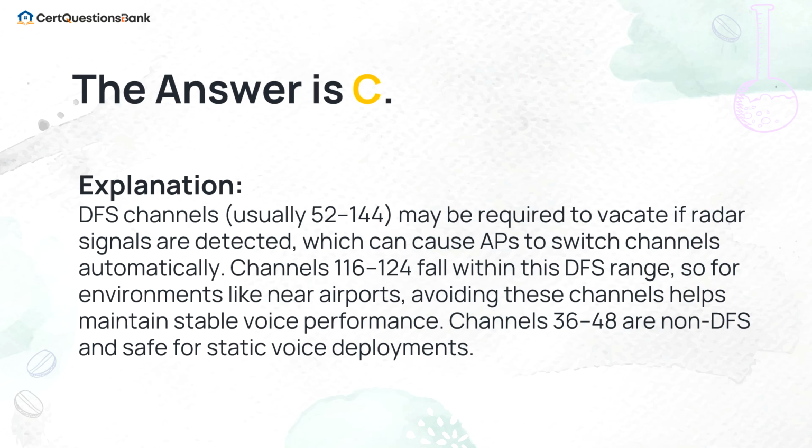DFS channels, usually 52 to 144, may be required to vacate if radar signals are detected, which can cause APs to switch channels automatically. Channels 116 to 124 fall within this DFS range, so for environments like near airports, avoiding these channels helps maintain stable voice performance. Channels 36 to 48 are non-DFS and safe for static voice deployments.